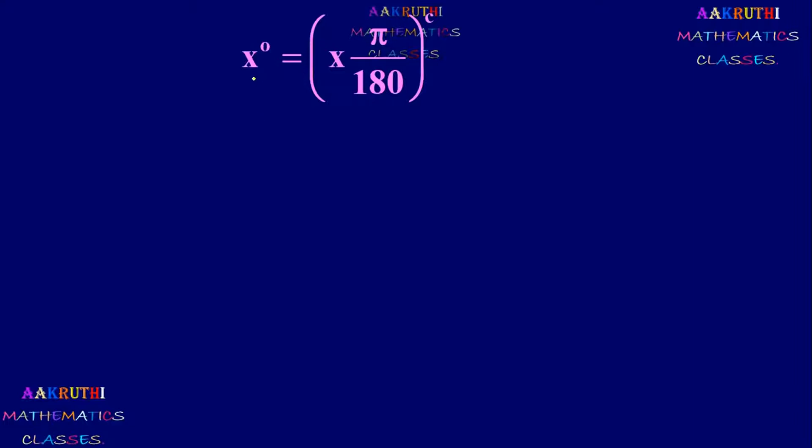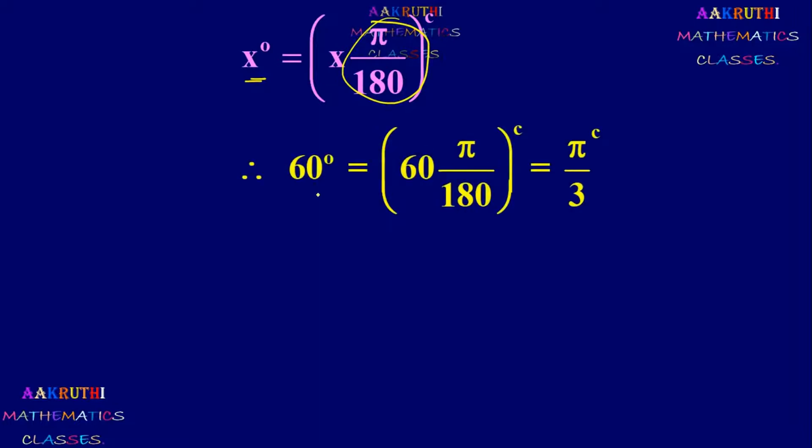Next we study how to convert degree to radian and radian to degree. Suppose x degree is given, so we have to convert into radian. x degree equal to x into pi by 180 radian. To convert degree to radian, you have to multiply that angle by pi by 180. We take one example, 60 degree. 60 degree can be written as 60 into pi by 180. Here 60 ones are 60, 60 threes are 180, so we get pi by 3 radian. Therefore 60 degree can be written as pi by 3 radian.